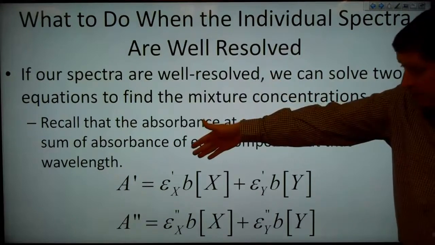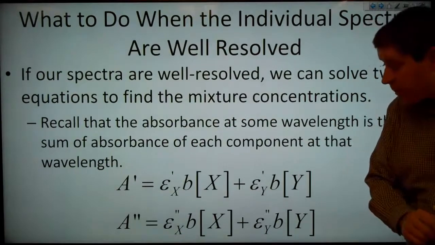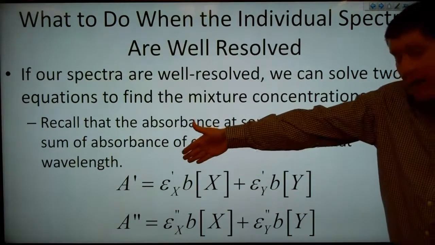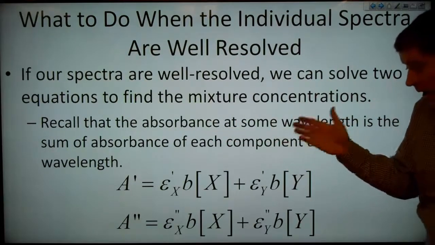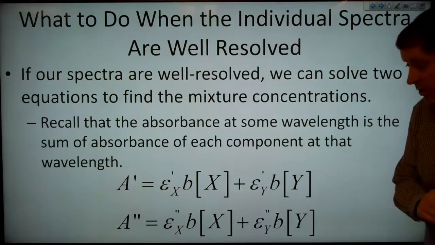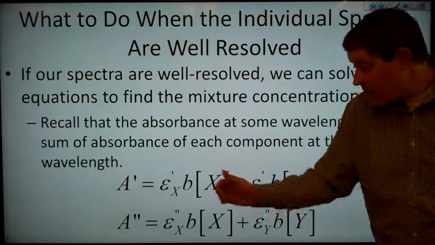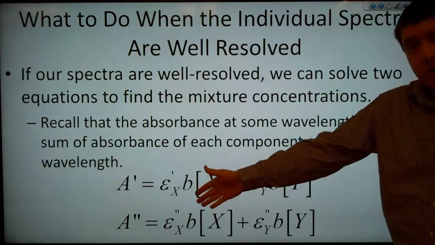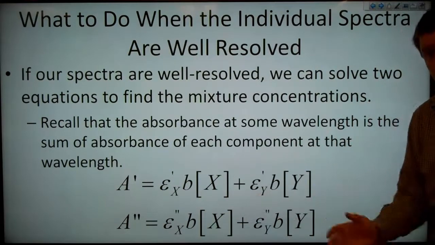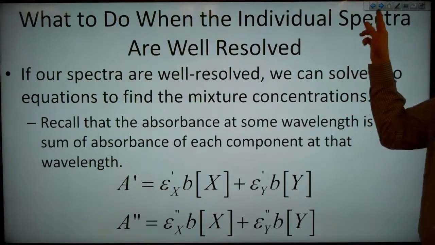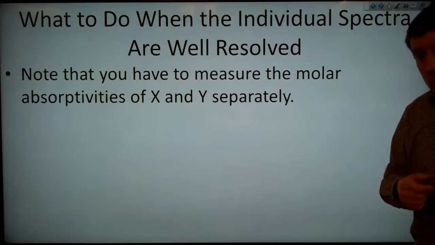So if we have X and Y, then we can say that the absorbance at wavelength 1, where we have A single prime, is equal to the molar absorptivity of X at that wavelength times the path length times the concentration of X, plus the molar absorptivity of Y at that wavelength times the path length times the concentration of Y. And then the absorbance at that second wavelength, A double prime, is equal to epsilon X double prime, the molar absorptivity of X at this second wavelength, times the path length times the concentration of X, and so on for Y. Note here that you have to measure the molar absorptivities of X and Y separately.